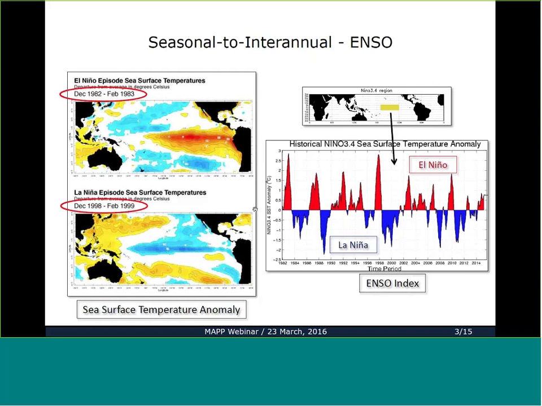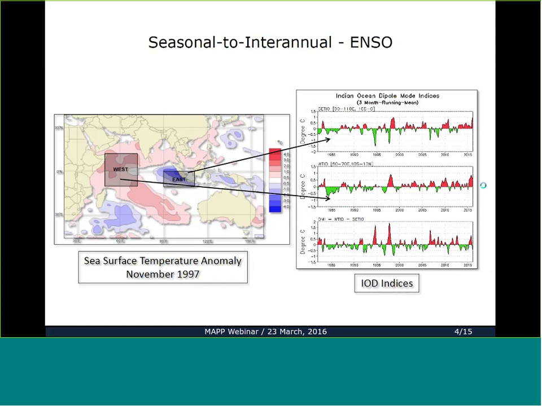ENSO is the most prominent mode of variability on a seasonal to interannual time scale, but that's not the only one. In the Indian Ocean, there's another mode of variability called the Indian Ocean Dipole, which is related to seesaw fluctuations between the Eastern Indian Ocean near the east of Indonesia and the Western Indian Ocean. So if the sea surface temperature goes below normal on the eastern side, it tends to go above normal on the western side of the Indian Ocean.